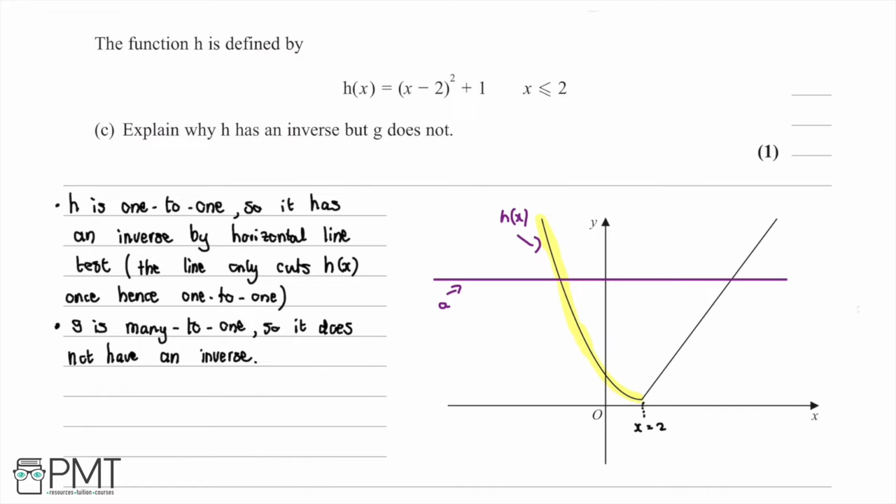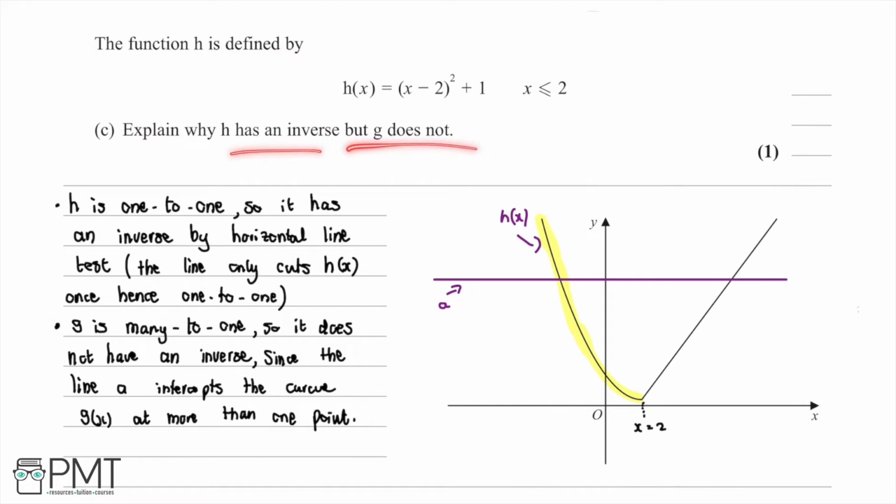And how do we know this? Well, we know that g of x is going to be this whole curve here. And we see that it is intercepted by this line, which we've labelled A. It's intercepted not only here, but here as well. So therefore, writing that down, we have that it's not going to have an inverse and it's many to 1, since the line A intercepts the curve g of x at more than 1 point. So therefore, we've answered the question and explained why h has an inverse, but g does not.